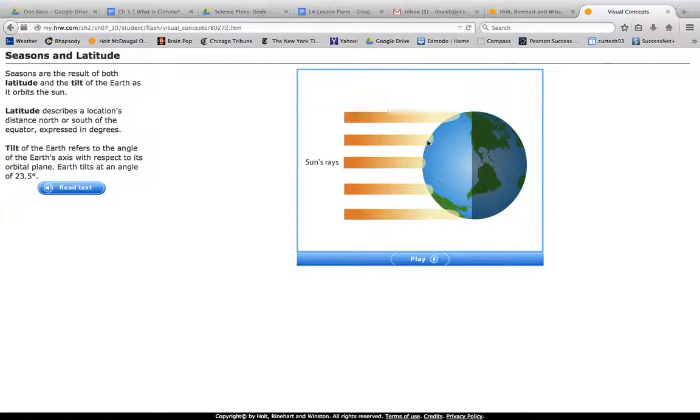But now the further you get away from the equator, that sunlight is kind of glancing off the Earth. So up here, the sun doesn't hit it directly. It kind of hits it at an angle. So up here, it never gets very warm. And down here, it never gets very warm. But here at the equator, it's like a direct hit. And so the equator always stays really warm.